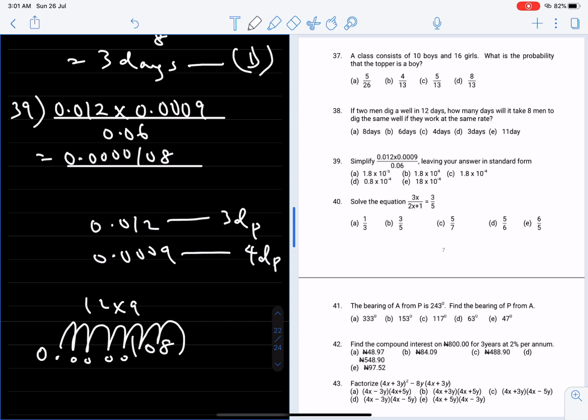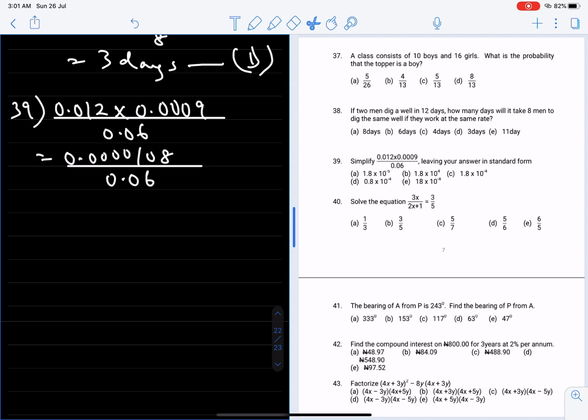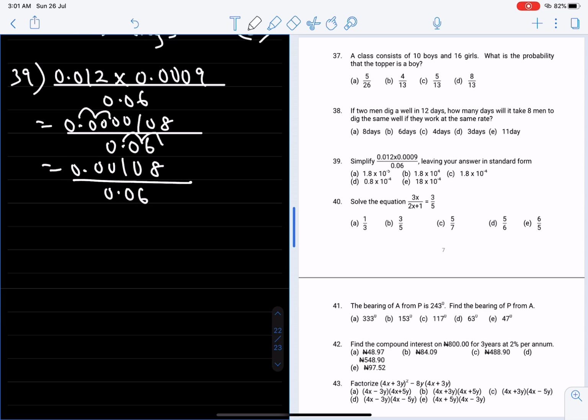Divided by 0.06. And now we divide that. This is what to do: move the decimal forward 1, 2, and do the same here, 1, 2. So the numerator becomes 0.00108 divided by 0.06. Sorry, divided by 6.